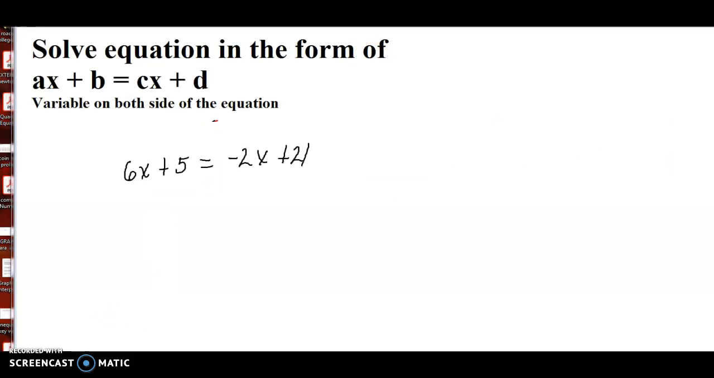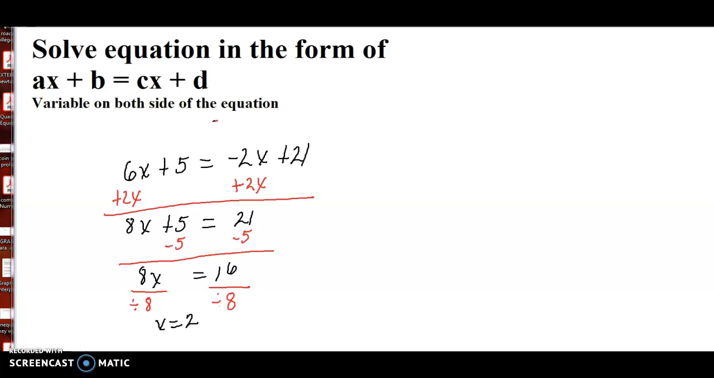Now we have 6x plus 5 is equal to a negative 2x plus 21. What I would like for you to do is to pause the video and you try this problem. Now, the answer to that problem, you should have gotten x equals 2.